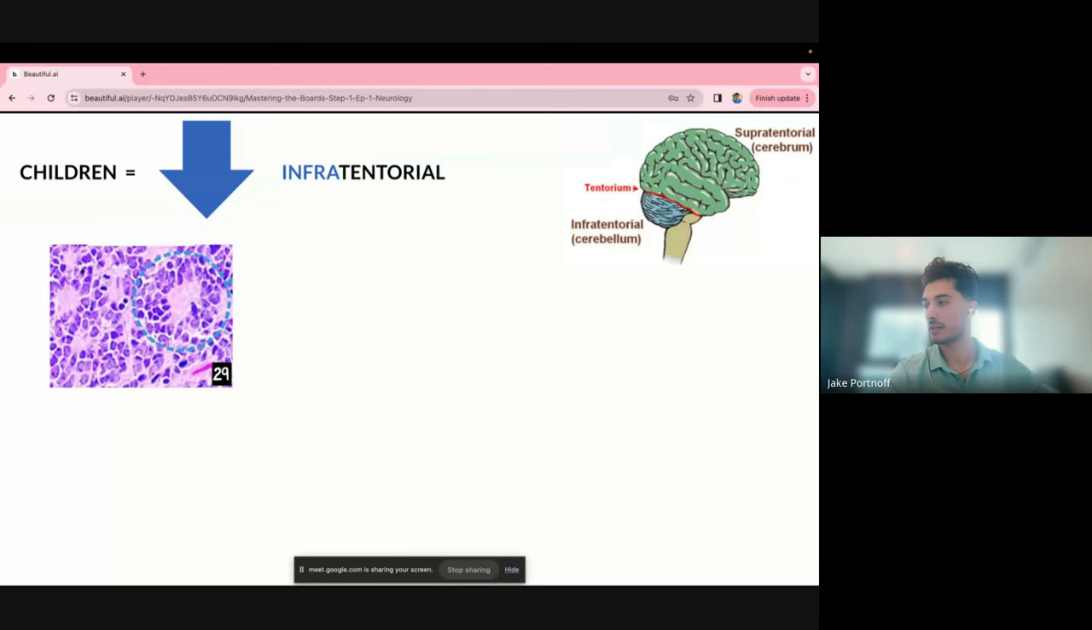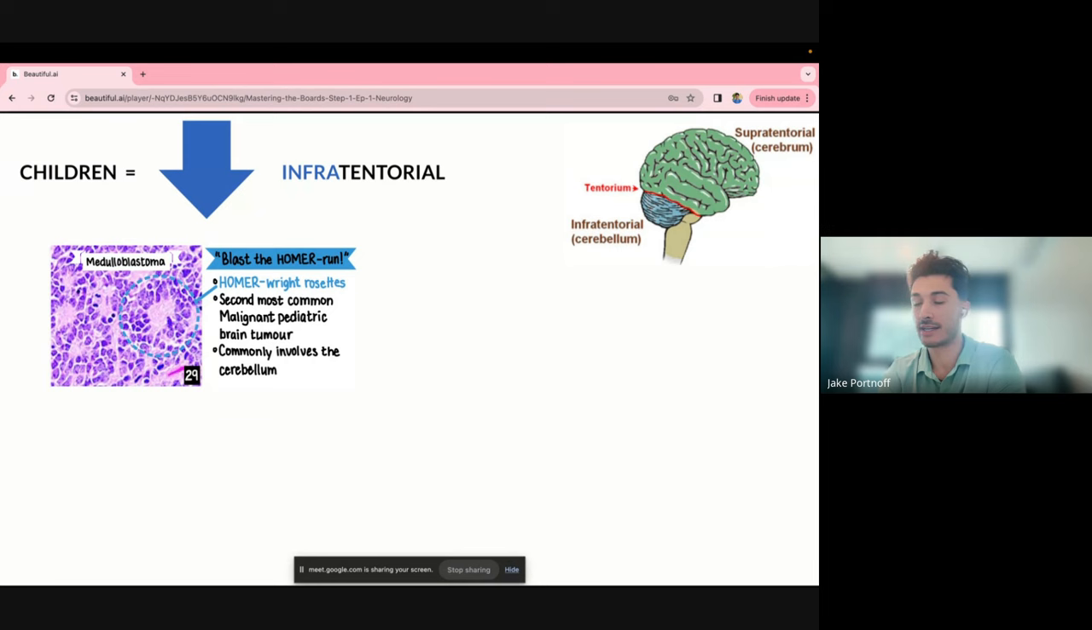In the chat box, everyone. If you're saying medulloblastoma, you're absolutely correct. And if you're saying homer wright rosette, Kathleen, exactly, this is your Homer Wright rosette. This is going to be common in their cerebellum, which is why we saw the truncal findings, right? The instability. It's a very common pediatric tumor. I like to remember blast the homer run, medulloblastoma, blast the homer run. You get these Homer Wright rosettes.